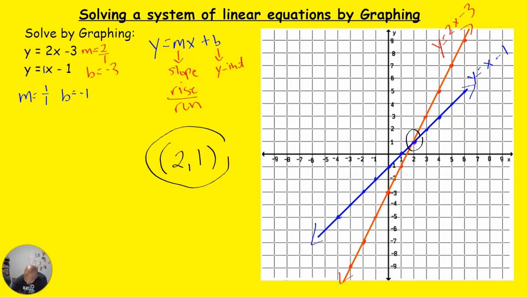A lot of people skip this step with checking their answer. So let's go ahead and check our answer. All we're going to do is plug in x and y into both equations and see if they make both equations true. So we're going to take this x and y and substitute it right in here.